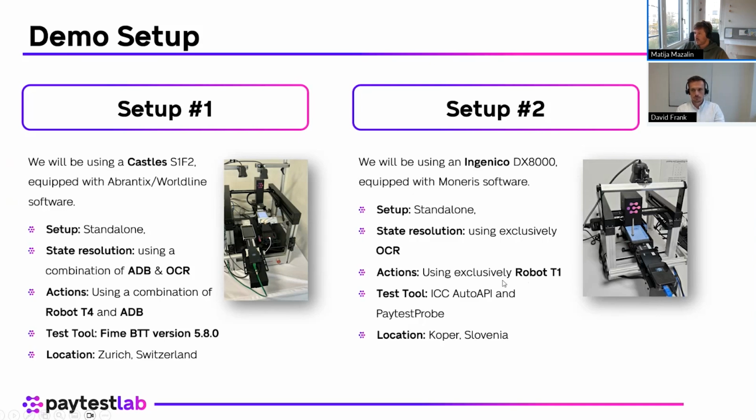Actions are done exclusively through robot T1, so we are using the smaller robot here. The test tool in this case is ICC Auto API and of course the PayTest probe, as you can see here. And the second one is placed also for the contactless.